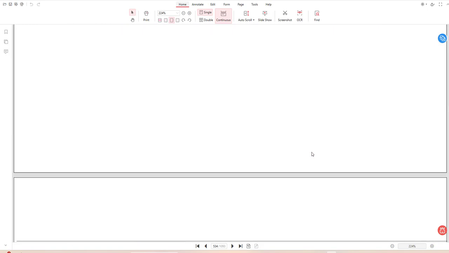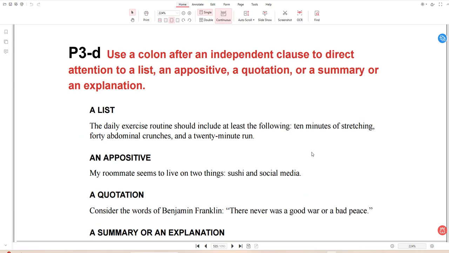Use a colon, and now we're not doing semicolons anymore, okay? So we finished with semicolon, and now we're doing colon. Use a colon after an independent clause to direct attention to a list, an appositive, a quotation, or a summary or an explanation. So use a colon for a list.